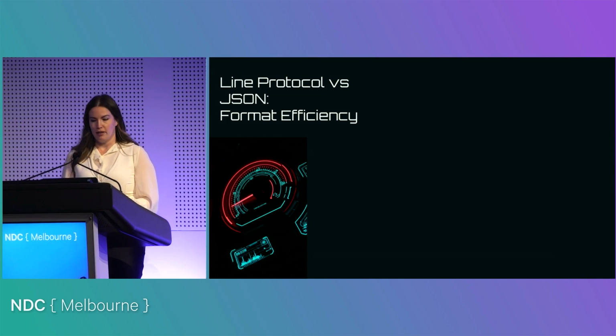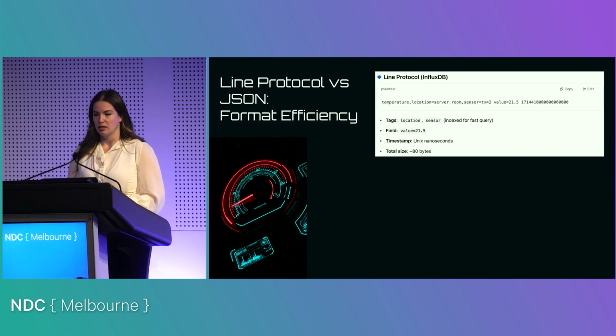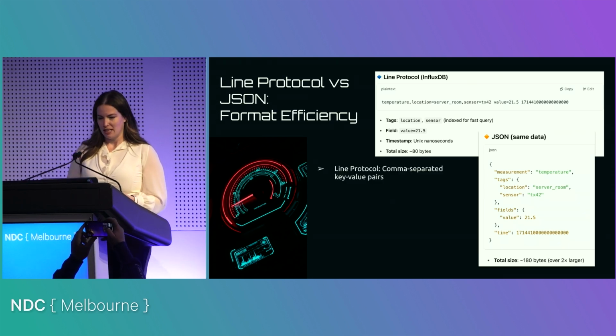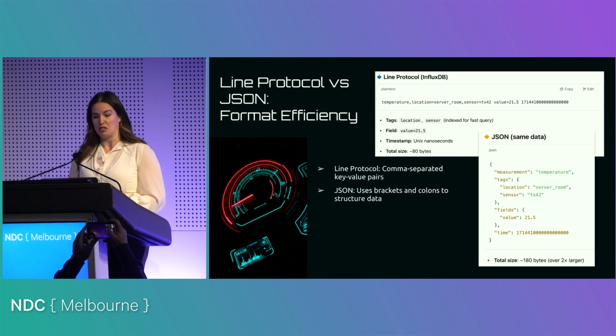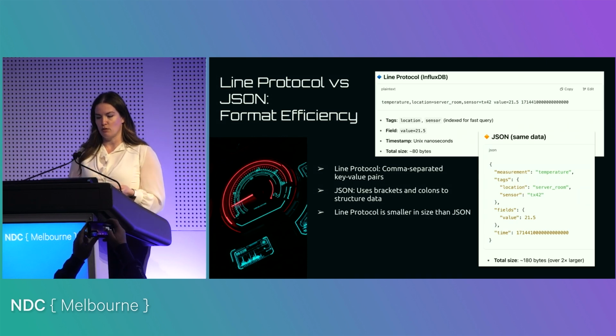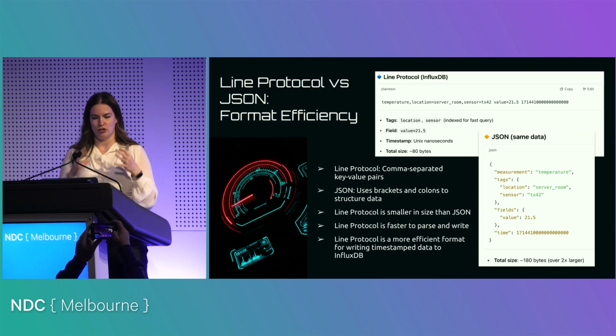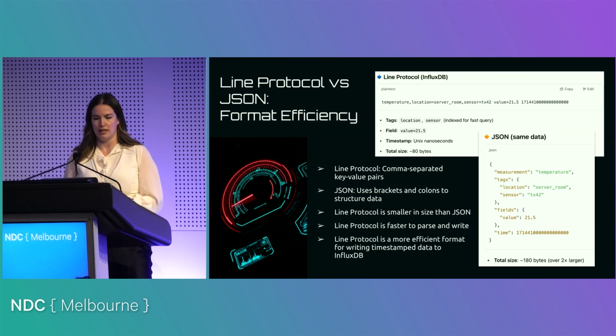To really appreciate why it matters, let's compare it directly to JSON. Look at the comparison on the right side of the slide down at the bottom. The same data point represented in line protocol is about 80 bytes, while the JSON version is around 180, more than twice as large. This size difference directly impacts network transfer times, parsing speed, and storage requirements. So you could actually theoretically get hit at multiple places. Line protocol is also faster to parse and write since it doesn't require that complexity. The efficiency isn't just about saving storage, it translates directly into better performance and the ability to handle higher volumes.